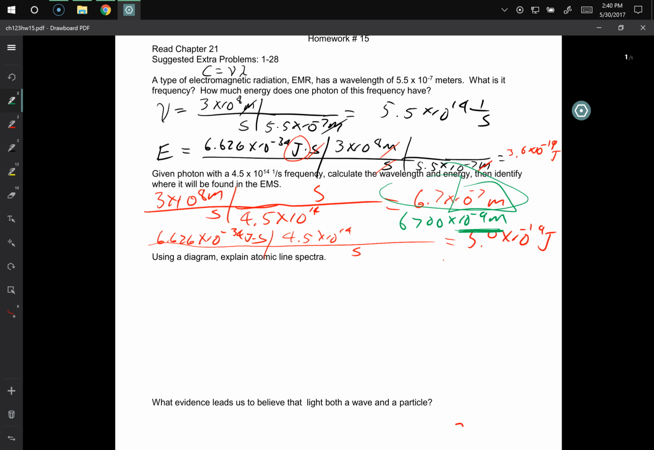So that's longer. So where am I probably falling? Infrared. Red's the longest. This is longer than red, so this is going to drop into the infrared zone. Somebody else figure out another way?